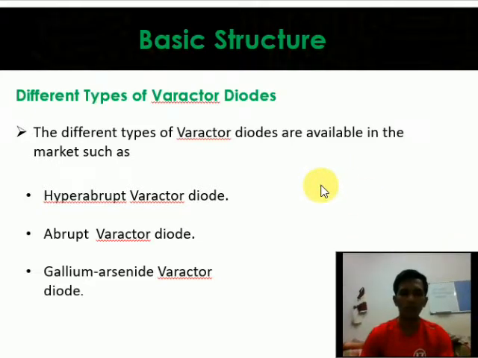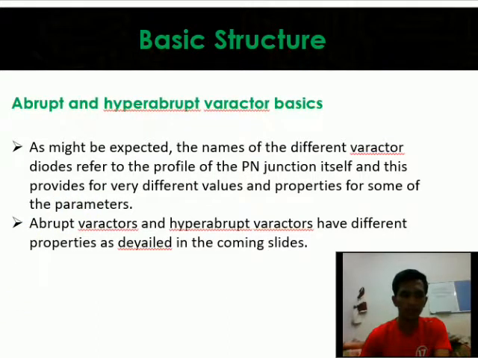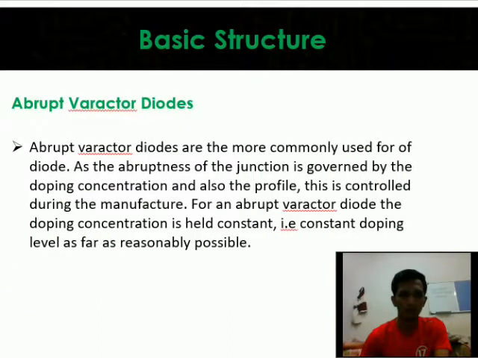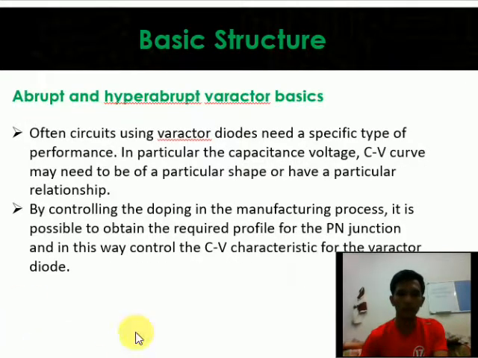Different types of Varactor diode are available in the market, such as hyper-abrupt Varactor diode, abrupt Varactor diode, and gallium arsenide Varactor diode. Abrupt and hyper-abrupt Varactor basic structure.